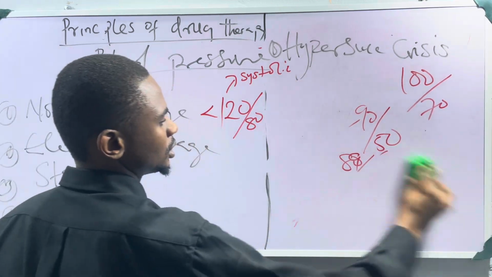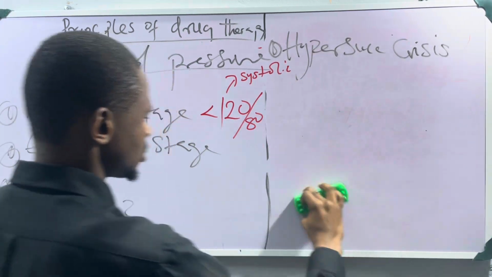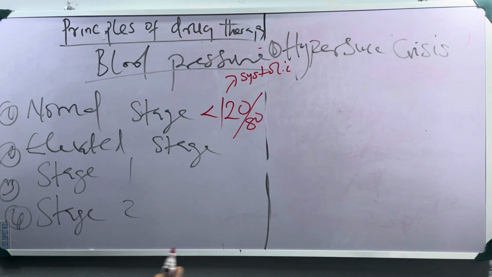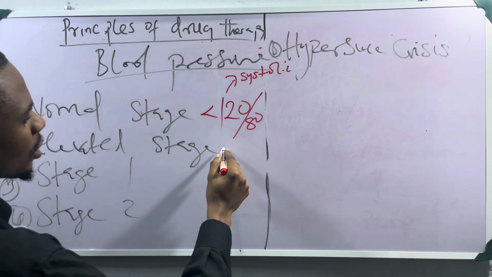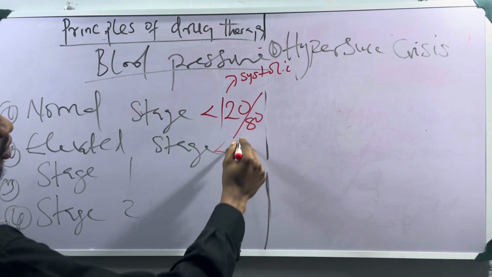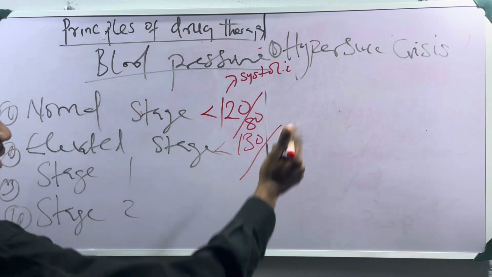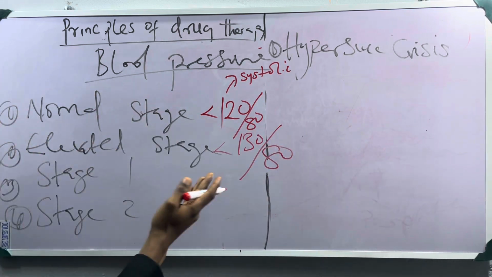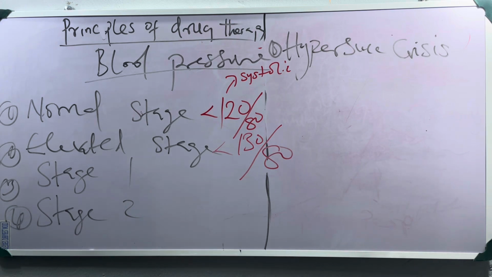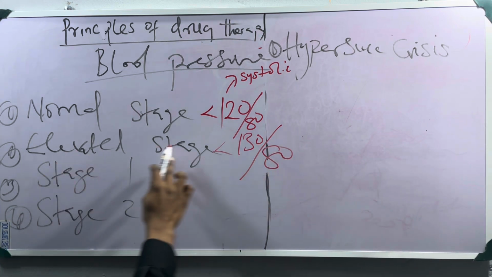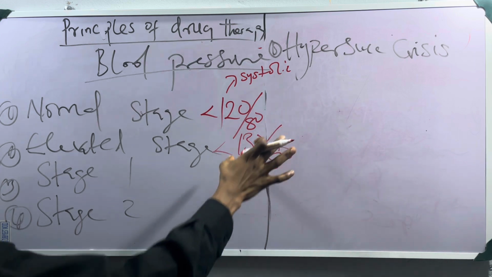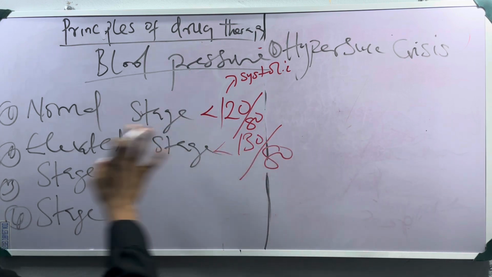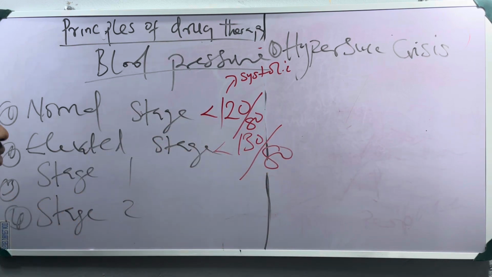Less than 120/80. Now the elevated stage is the kind of hypertension that you get maybe due to stress. Maybe you stressed yourself. It reads with the systolic around 130 and still 80 for the diastolic. So that's the elevated stage. Most times, it doesn't require medication. The normal stage and elevated stage do not require medication, basically.